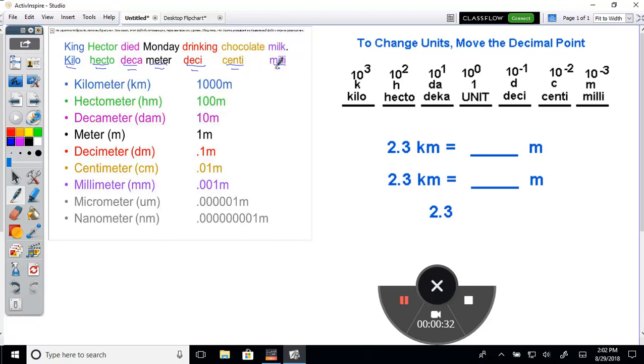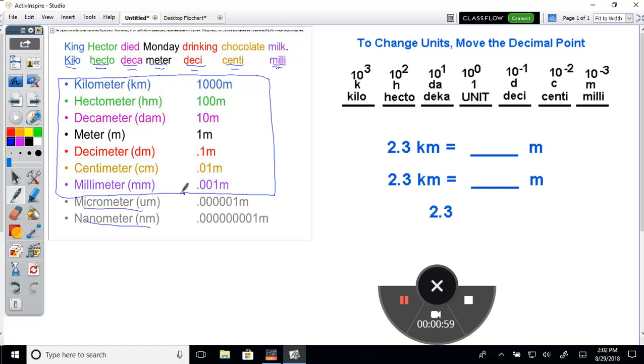In chemistry, you will be using everything from kilo down to milli. Okay? In physics, you're going to be using larger units and smaller units. But right now, in chemistry, we'll just look at the units from kilo down to milli. Micro and nano, you'll probably use in physics. But in chemistry, you're going to be using this part right here.